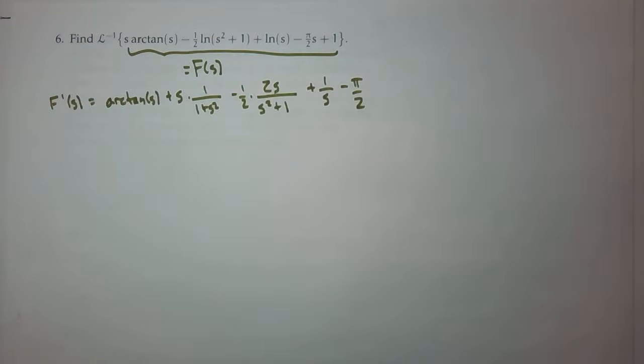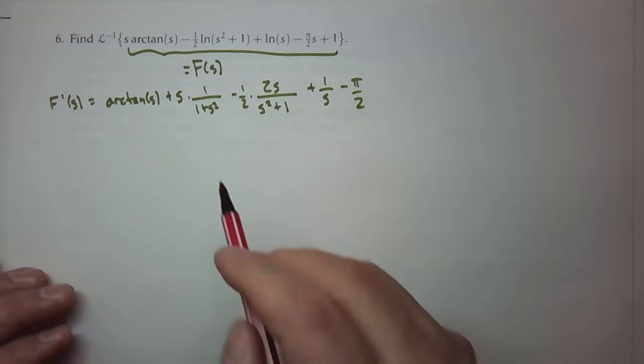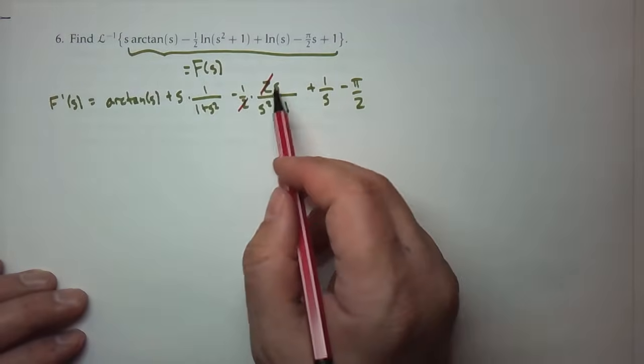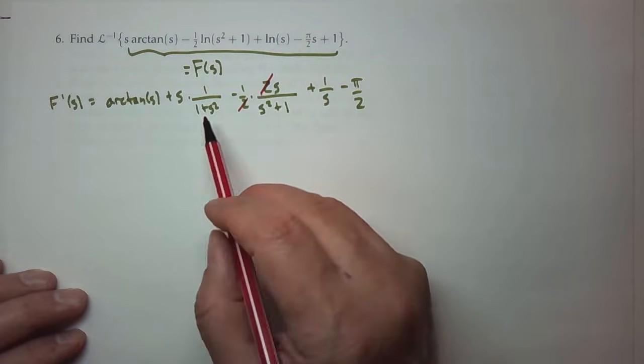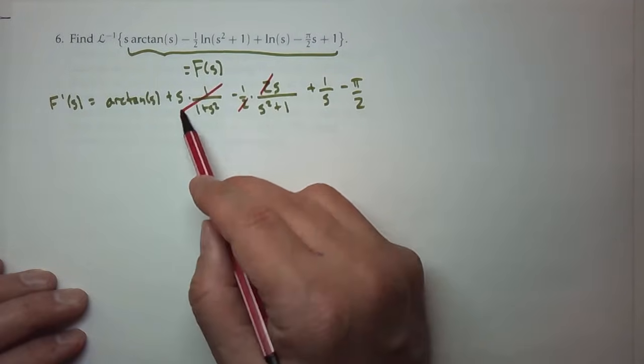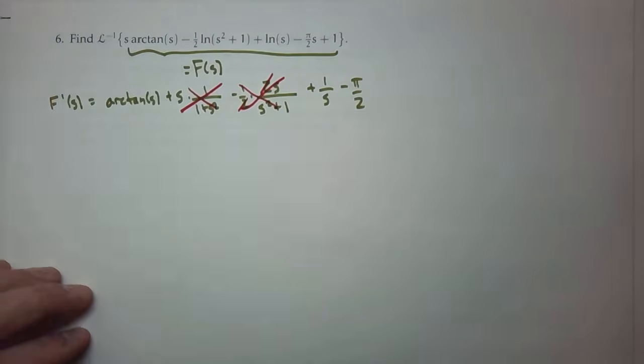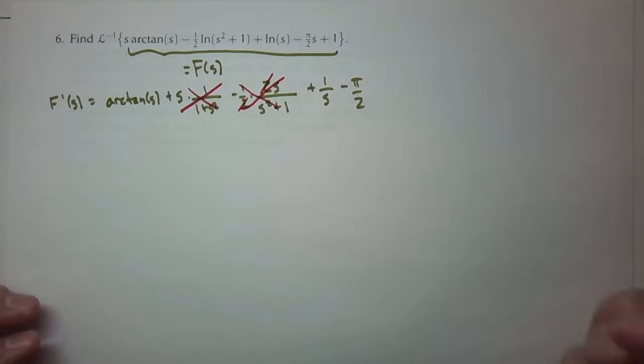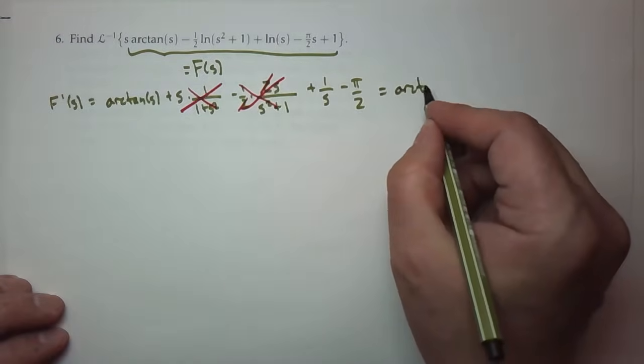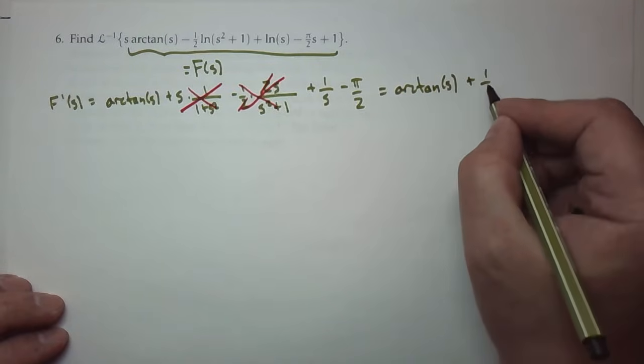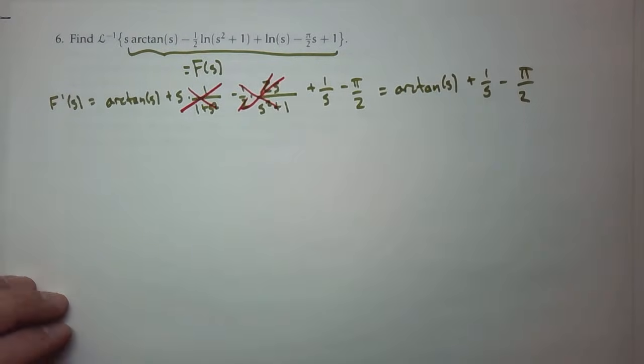All right, this is looking better. Does anything simplify? Yes? Okay, it is s over s squared plus 1. That's true. Woohoo! Yes! Nice! Okay, so we now have arctangent of s plus 1 over s minus pi over 2. That's already looking better. But could it be even better?